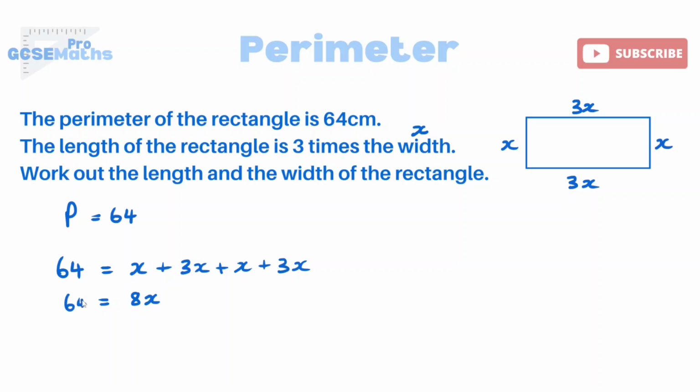64 is still the same. And now I want to solve it. I want to get x on its own. So instead of 8x, I just want 1x. So I need to divide both sides by 8. Obviously 64 divided by 8 is 8. So x is equal to 8.